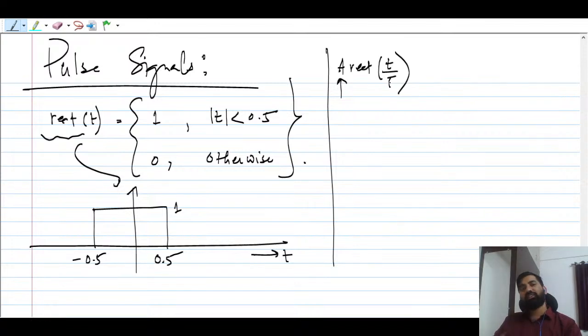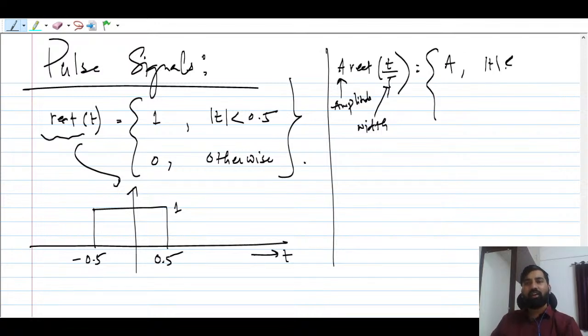T is nothing but the duration of the pulse, you know, the width of a pulse. This is nothing but width. This is nothing but amplitude, you can say, right? So how do we define this? This is defined, you can say, A will be there for mod of t less than t by 2, and 0 otherwise.